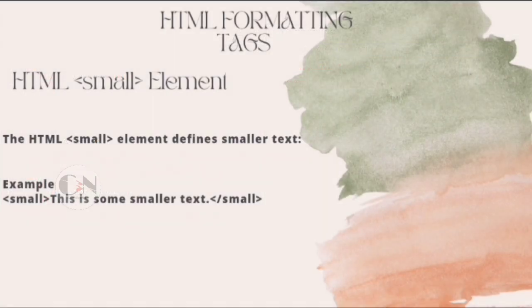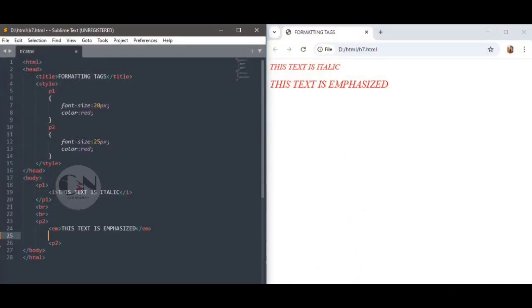HTML small element. The HTML small element defines smaller text. Example, within opening and closing small tag, this is some smaller text. Within P2 tag, small opening tag followed by text, that is, this sentence is small, followed by small closing tag. Inserting BR tag to see the difference.